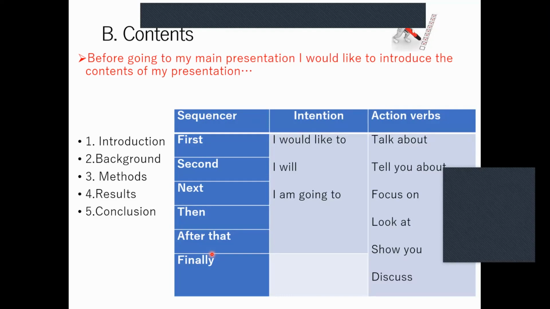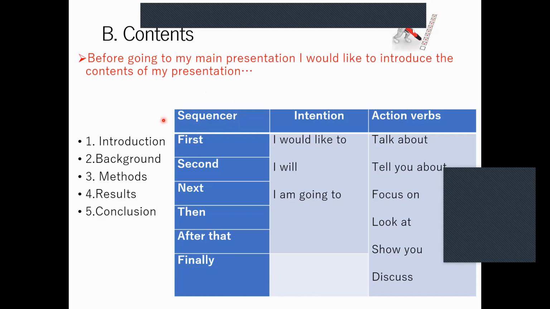Okay, so how to say that? Normally, contents or overview means what are the topics you are going to talk about in this presentation. So how to do that, this table shows that. First, I would like to talk about introduction. Second, I will tell you about the background. Next, I'm going to focus on methods. After that, I will show you the results. And finally, I'm going to discuss the conclusion.